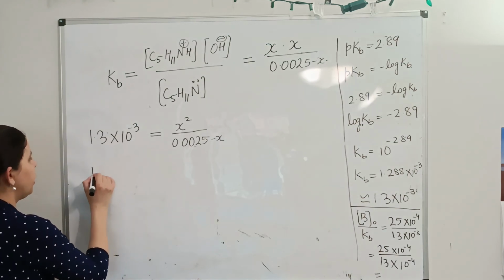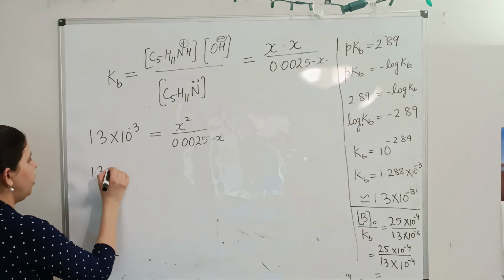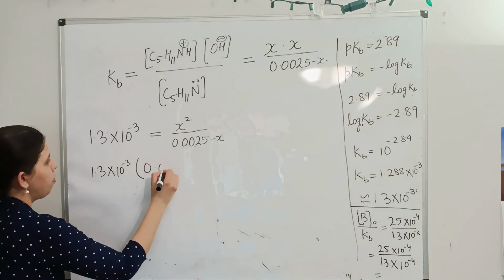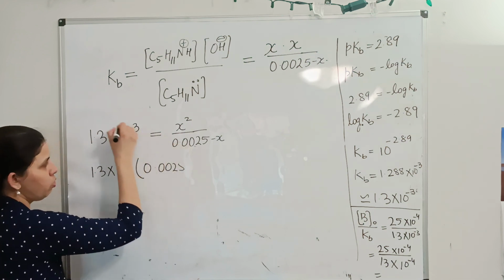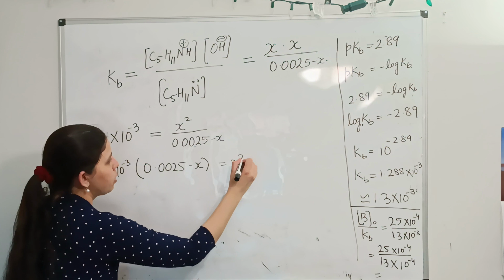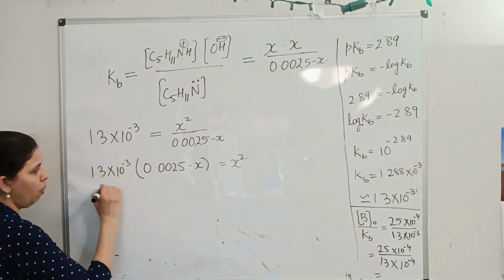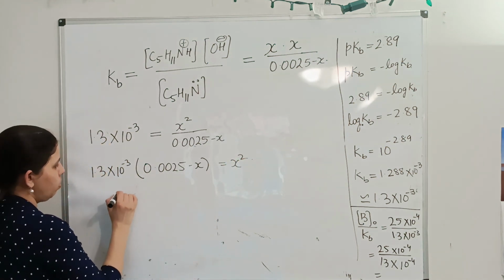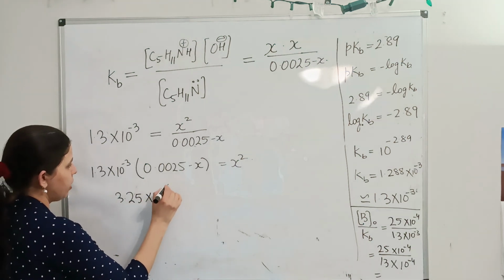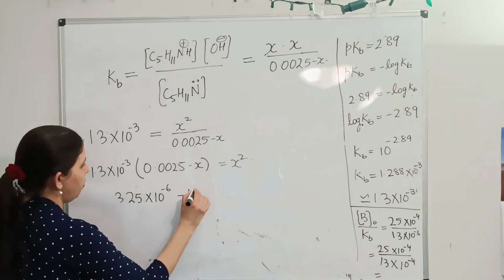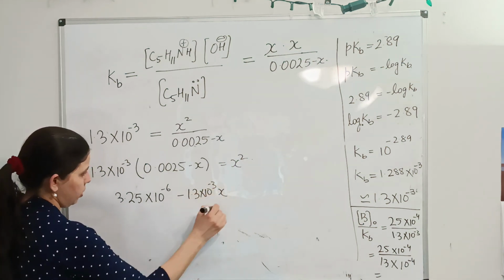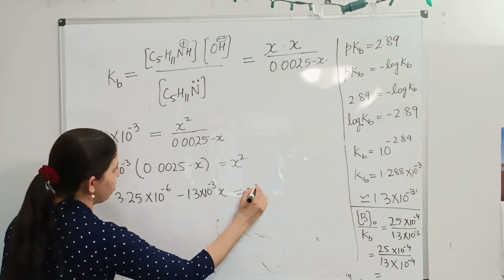So what we are doing is 1.3 times 10 raised to the power minus 3 multiplied by, so I'm just cross multiplying it, (0.0025 minus x) is equal to x square. So if I open this up, it comes out to be equal to 3.25 times 10 raised to the power minus 6 minus 1.3 times 10 raised to the power minus 3 x. So this whole is equal to x square.